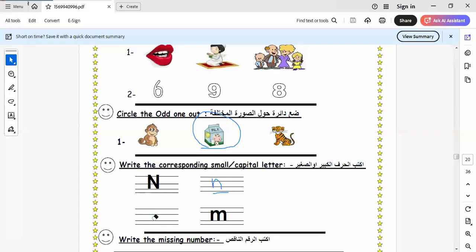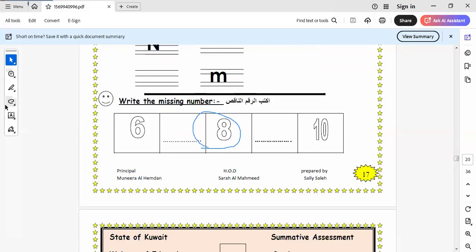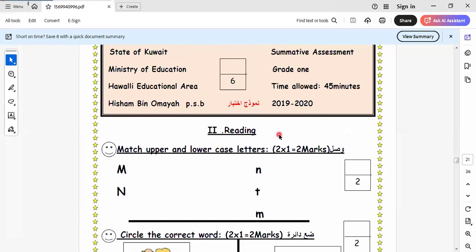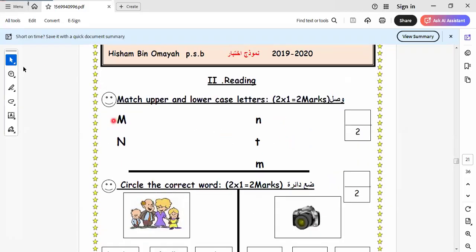Let's continue the rest of the exercise here. I will write the rest of the numbers 6, 7, 8, 9, and 10. All this is for practicing for the exam. It's a simulation, an imitation of your paper exam. Here is the upper and lower case of letter M.